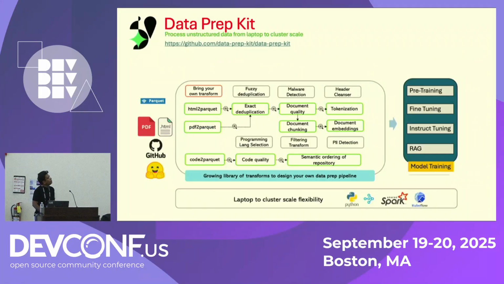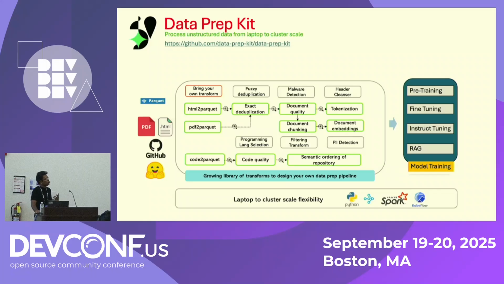So switching back to Data Prep Kit, which I'm a maintainer on. It's an open source project. Recently, we donated this project to the Linux Foundation, and we are actively seeking contributors. It's a data processing toolkit for processing large unstructured data. You can use it for processing data for pre-training, which is usually a very large training, and you can also use it for fine-tuning, which is post-training, where you actually deal with much smaller data.